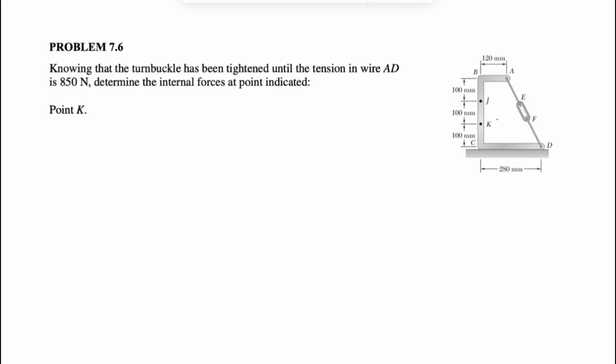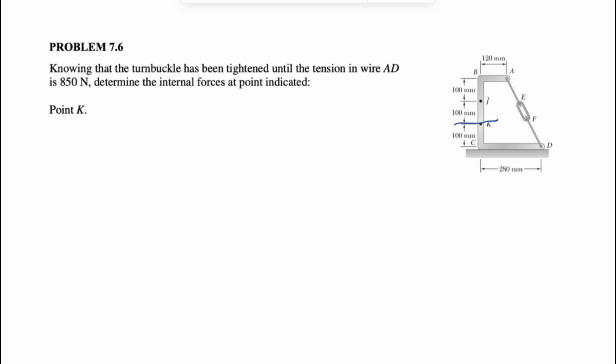Alright guys, we have question 7 from the 7th chapter of the Beer Johnston textbook in mechanics, and we know that the turnbuckle has been tightened until the tension in the wire AD is 850 newtons, and we need to determine the internal forces at point K. Previously in the channel we solved this question for point J.